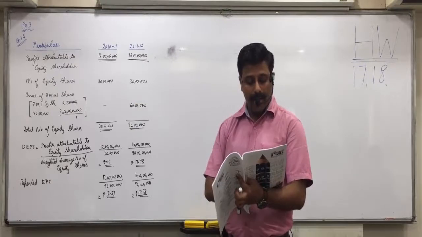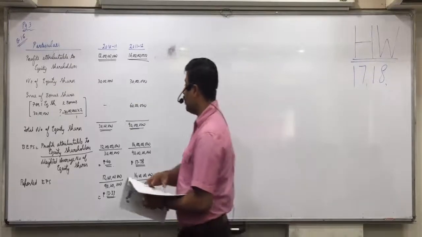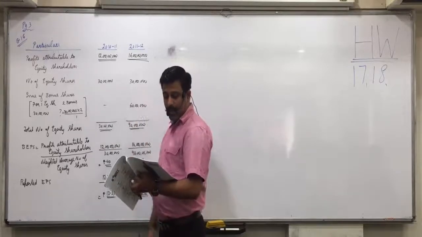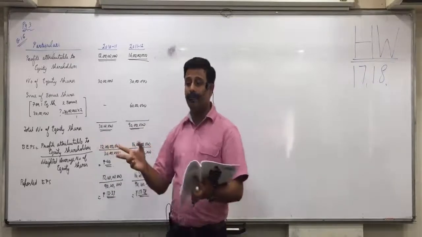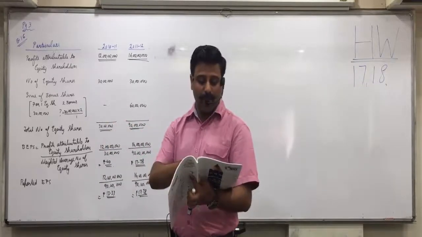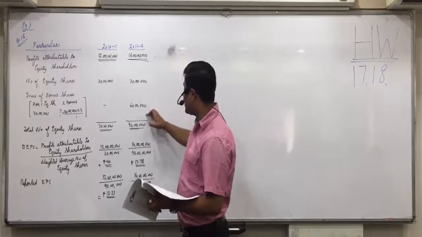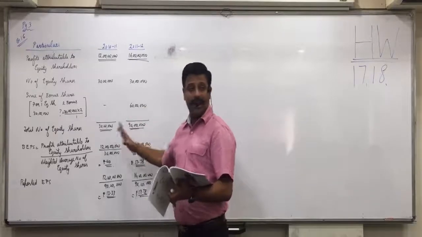Now, equity shares on 1/1/2014 10 lakhs means initially in both the columns how many number of equity shares you'll take? 10 lakhs. Bonus issue on 1/6/2014 means in the second year. In the second year how much of bonus is directly given? 10 lakhs. So in the second year you'll take 10 lakhs plus 10 lakhs? 20 lakhs. And in the first year you'll take only 10 lakhs.